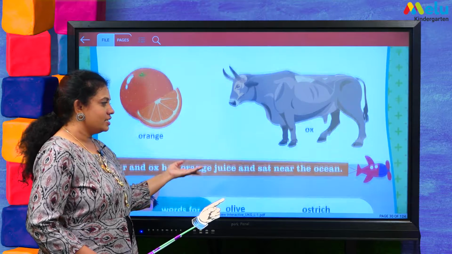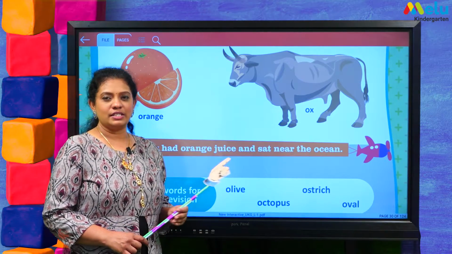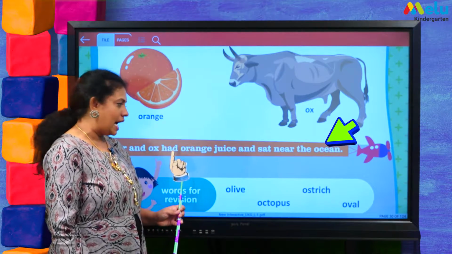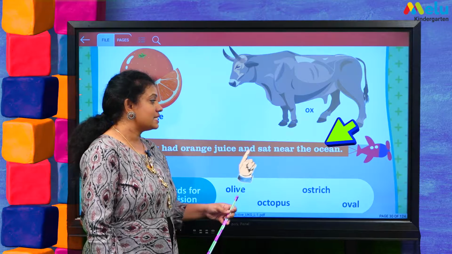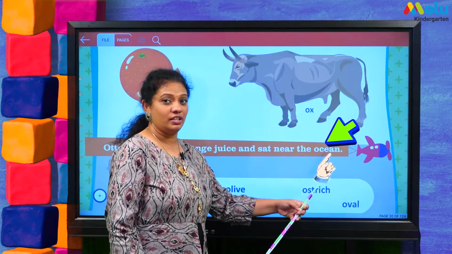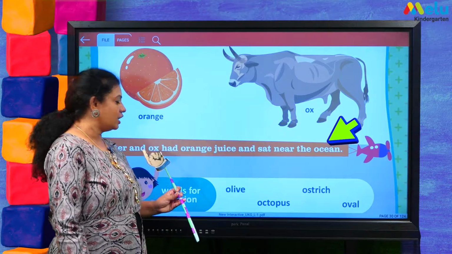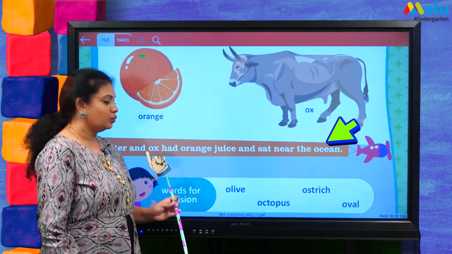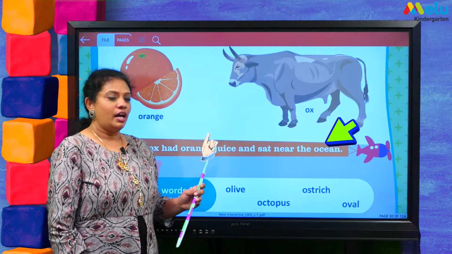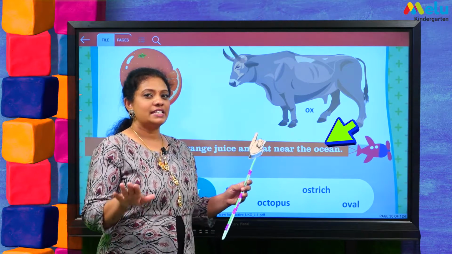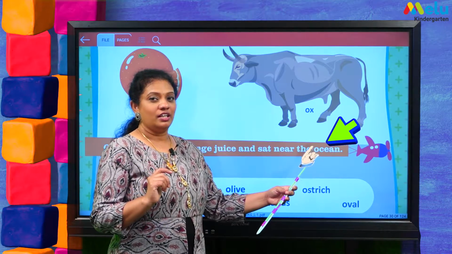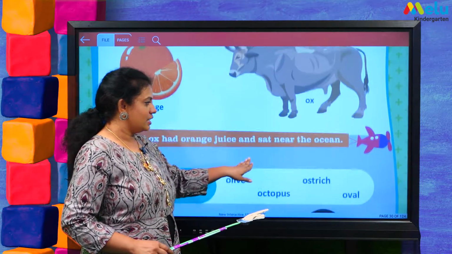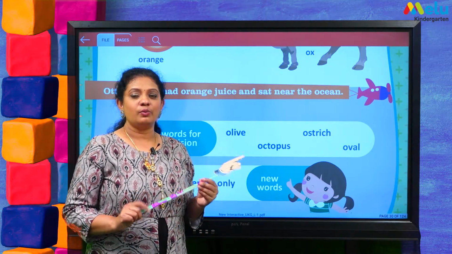Right. Now there is a sentence by using these four words. Let us see it. Otter and ox had orange juice and sat near the ocean. So ox and the otter became very good friends. Both are animals, right? And they had orange juice and sat near the ocean. They are enjoying the nature. Now let us see few more words that start with letter O.